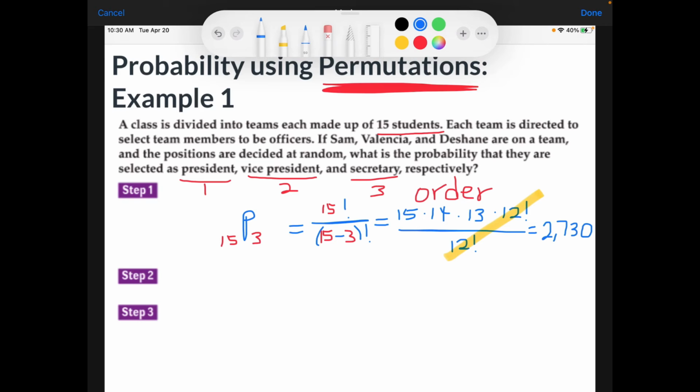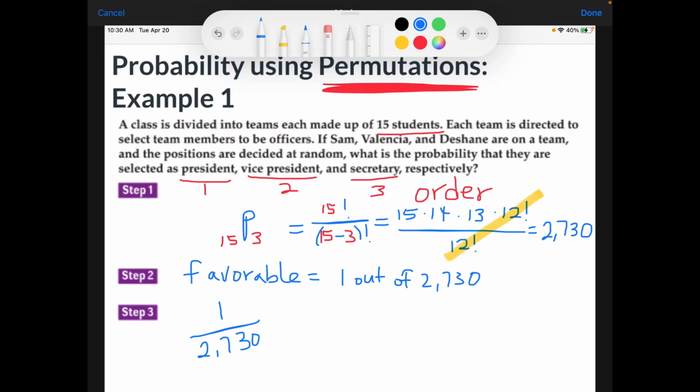So the probability would be 1 out of that 2,730. So here we say, okay, the favorable, or the one we want, is just 1. 1 out of 2,730. And so then our probability would be 1 out of 2,730. This would be the probability of that situation happening. That's out of a lot of situations. So they have a slim chance of this happening, but it's not entirely impossible.